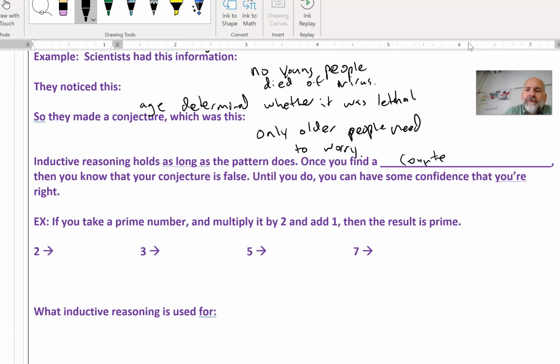Are you going to erase? Now you don't want to erase. Okay, so that's a counterexample.